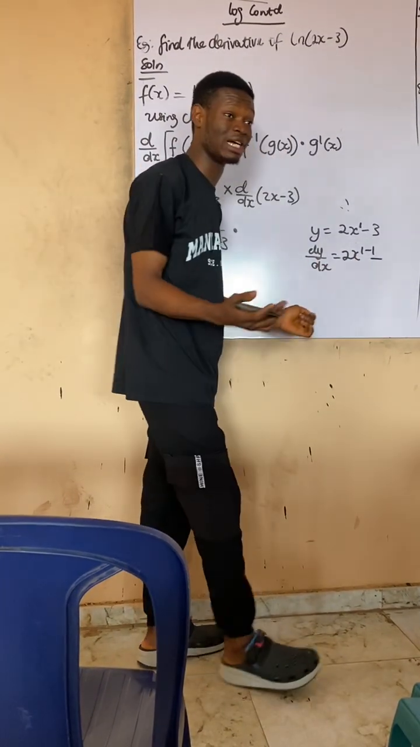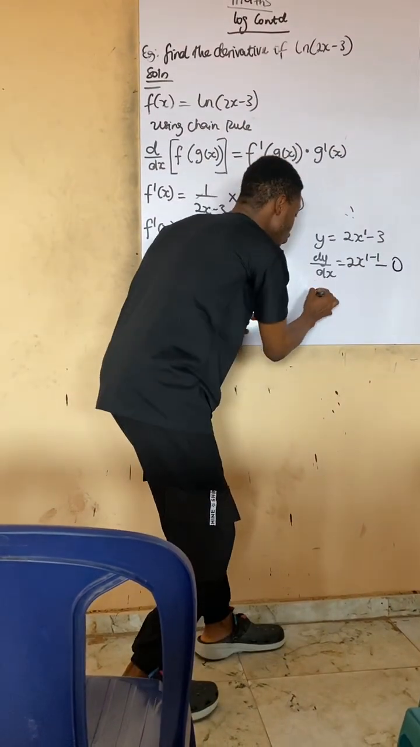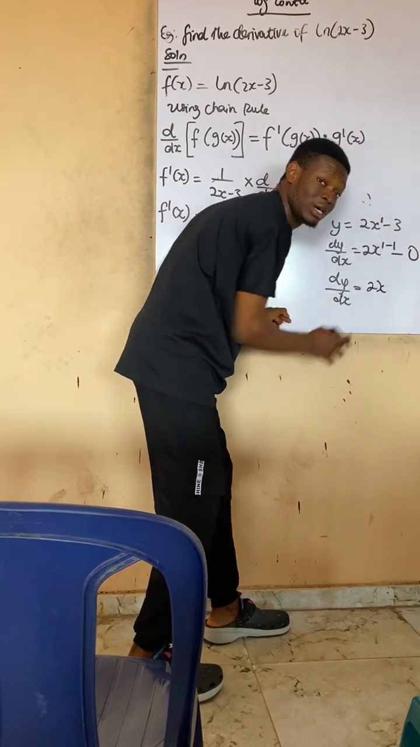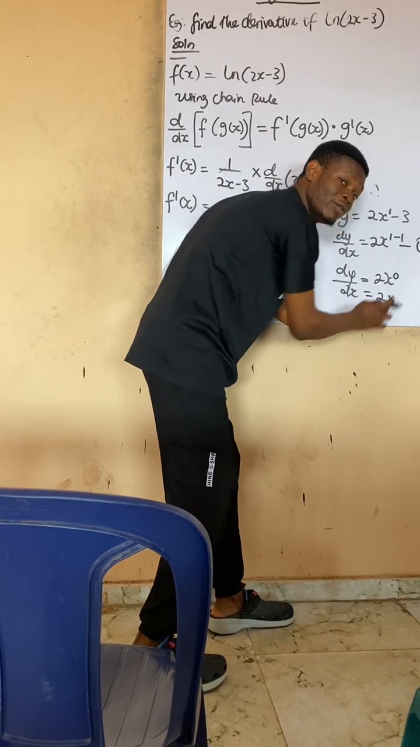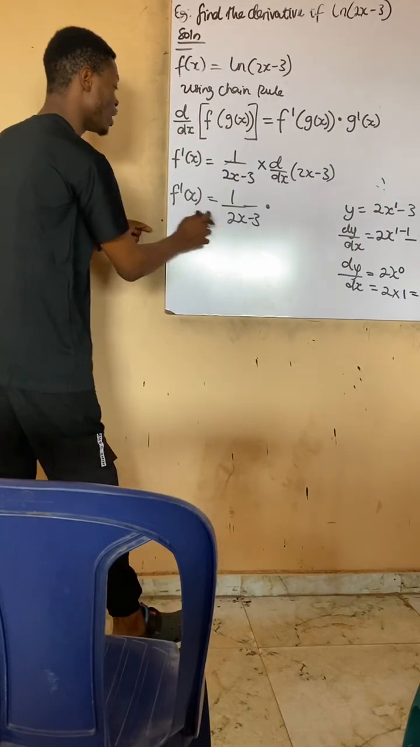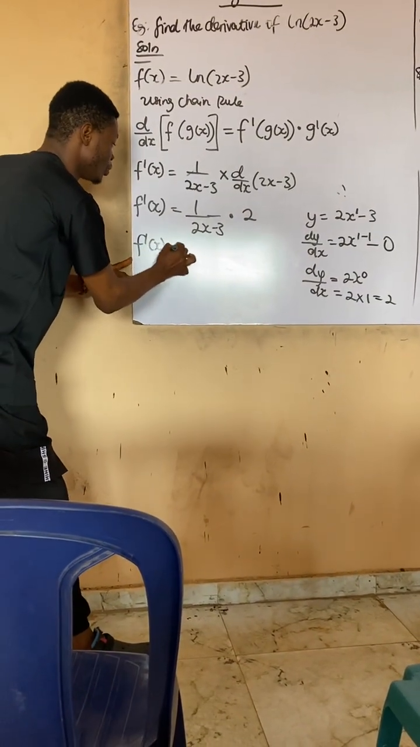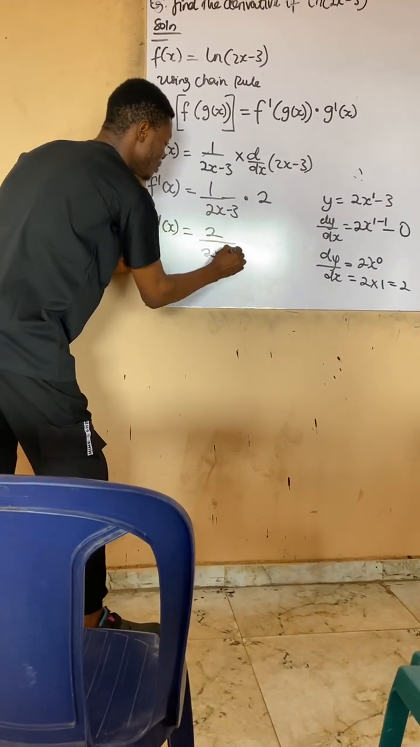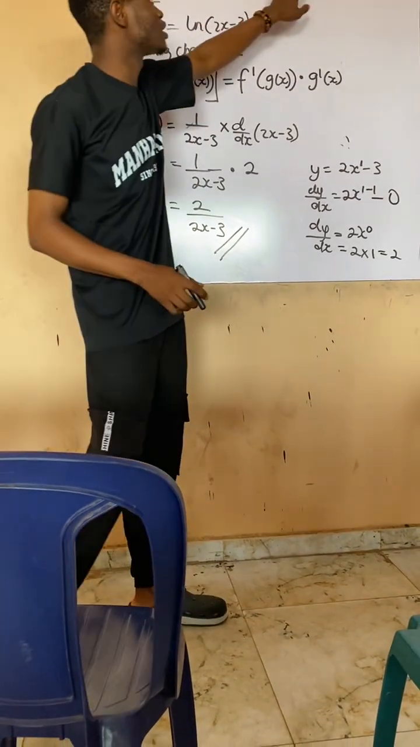So we have many constants, but for this one, it's not carrying any variable. It is 0. So dy over dx will be 2x to the power of 1 minus 1, which is 0. So we have 2 times x to the power of 0. 2 times 1 is what? Good. So we are going to have 2 here. True or false? So our f prime of x will be 1 times 2, which is 2 over 2x minus 3. This is our answer for the derivative of this function.